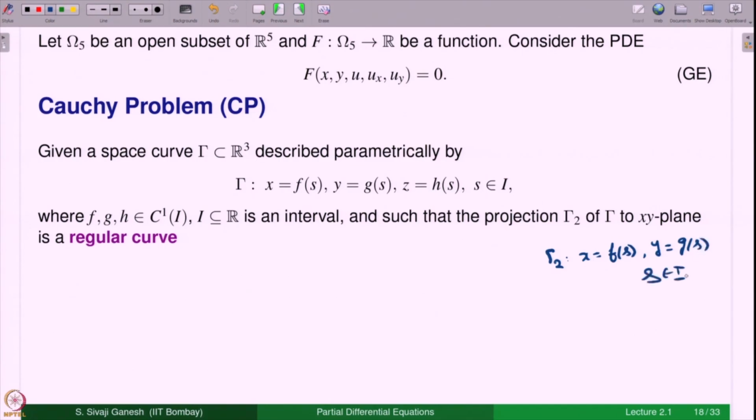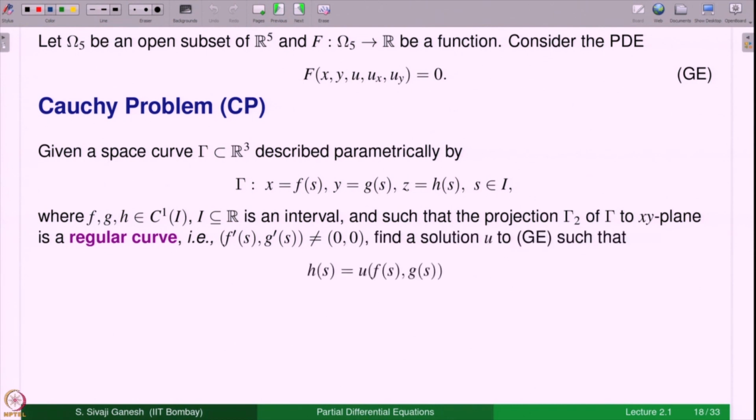S in C1(I). It is a regular curve. What that means is f dash, g dash do not vanish, that means they do not both become 0 at any point of the curve. If one of them is 0, the other one is non-zero. If f dash is 0, g dash is non-zero.